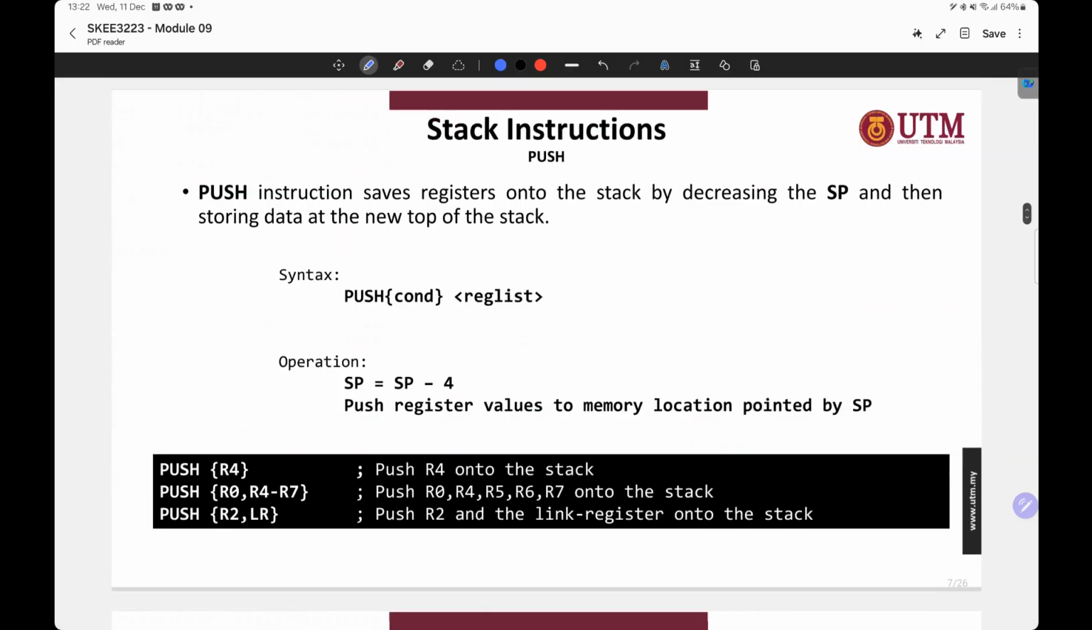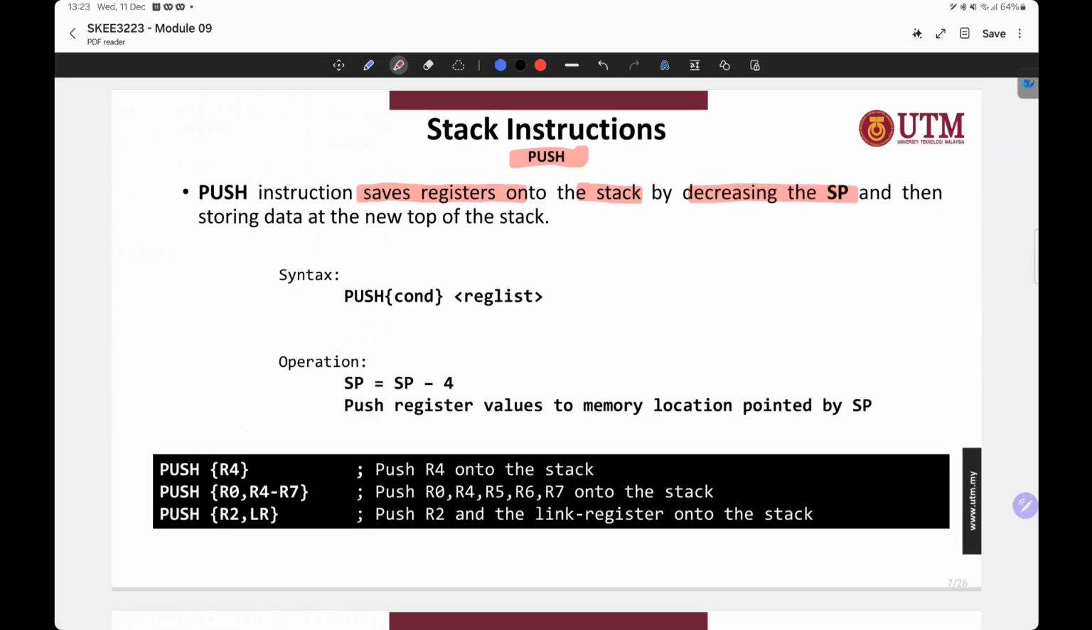Okay, now moving on to these slides here. We're going to look at what the instructions for stacks are. As I mentioned earlier, we have 2 instructions for stack. One is the push instruction. This push instruction will save the register onto the stack. It will put whatever value or data is inside the register into the stack memory. Then the stack pointer will be decremented.